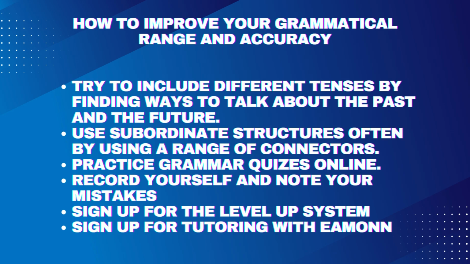So how can we improve in these areas? How can we improve our grammatical range and accuracy? Well, we can try and include different tenses by finding ways to talk about the past and the future. Rather than trying to force these tenses, if we try to talk about the past, that's naturally going to lead us into using past tenses, and same about the future. Okay. Should use subordinate structures often by using a range of connectors.